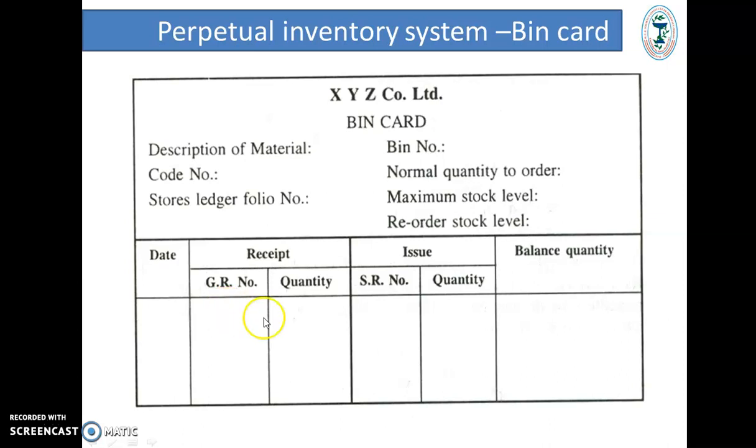Suppose we have received 100 kg of paracetamol IP. Then we write the description of the material as paracetamol IP, then the goods receipt number, and the quantity 100 kg. Out of this, suppose we have issued 10 kg to the quality control department, then the stock receipt number is entered with the same quantity, 10 kg. Out of 100 we have issued 10 kg, so the balance quantity will be 90 kg. Like this we have to keep the record of all the materials: how much quantity received, how much quantity we have issued and what is the balance quantity. So it is a bin card which is maintained by the storekeeper.